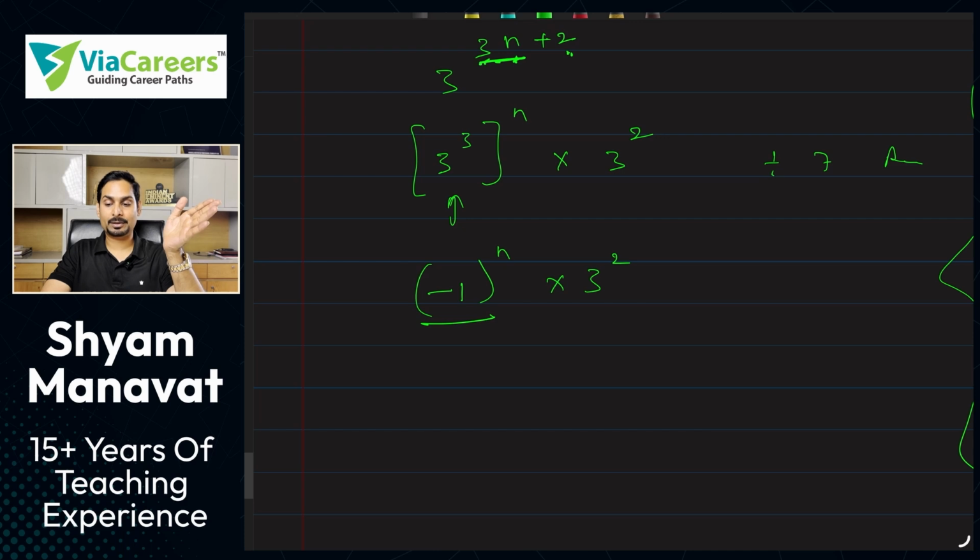Quotient when divided by 3 and got the remainder 2. The quotient is supposed to be even or odd. We got it, right? And we identified this to be even. So -1 to the power even will get you what? +1 into 3 square, which is how much? 9. 9 into 1 is 9.